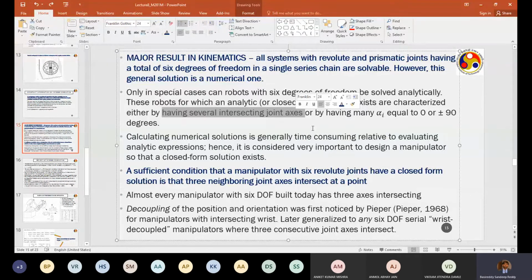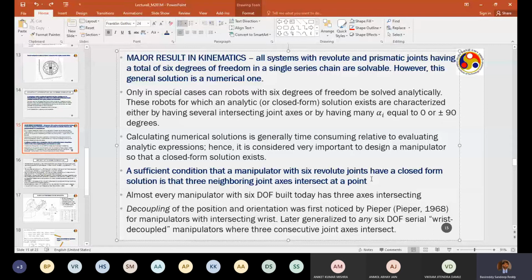So, for example, a sufficient condition that a manipulator with 6 revolute joints should have a closed form solution is that 3 neighboring joint axes intersect at a point. So in the robot we had studied, 3 of them are certainly intersecting at a point, which is why we were able to get some kind of closed form solution, with one exception of the singular configurations where R23 was plus or minus 1.